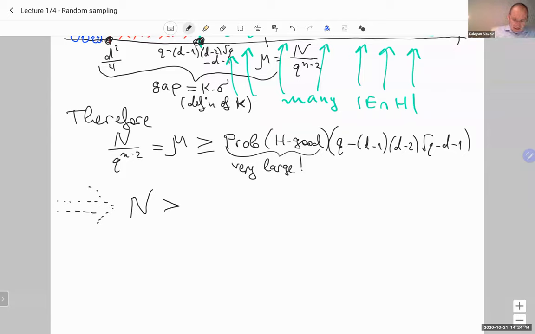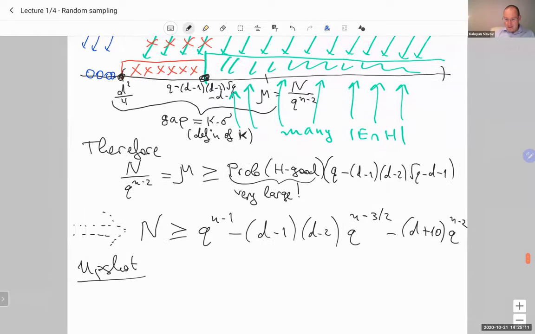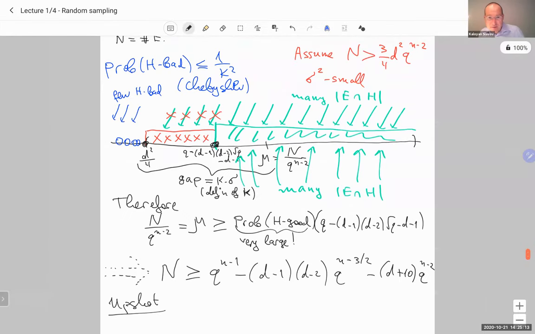Namely, we get N greater than or equal to q to the n minus 1 minus (d minus 1)(d minus 2) q to the n minus 3 halves minus (d plus 10) q to the n minus 2. That's how we get the d plus 10. So what is the upshot? The upshot of this is, remember, we assumed capital N.